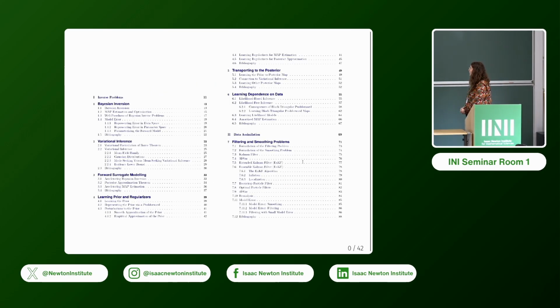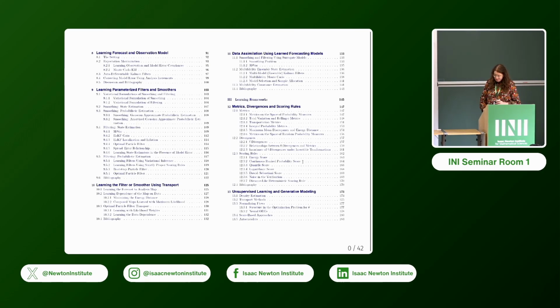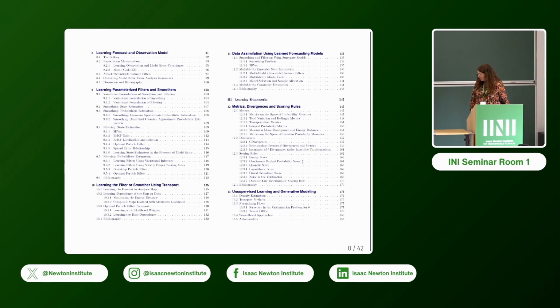Within that, there are many different topics: variational inference, forward surrogates, learning prior and regularizer, a lot of the topics that have been discussed in this workshop, and transport approaches. But in the second part of these notes, we really focus on the problem of data assimilation and incorporating these ideas into it, which has become a very big field right now. One common thing people have been doing is learning a forward model: you have some dynamical system and you try to learn it just from observations. But what I'll be talking about today is really learning the filtering algorithm itself.